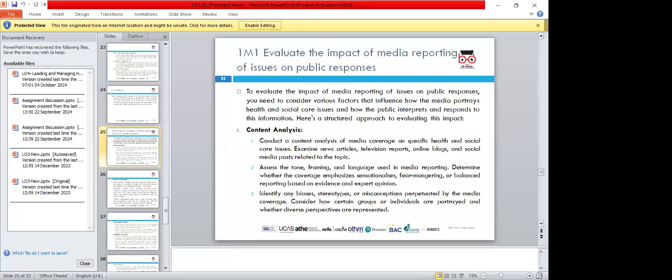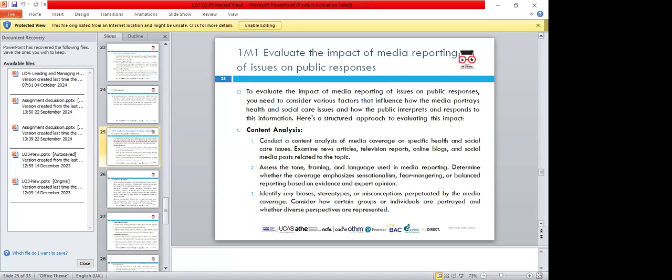Now let's look at evaluating the impact of media reporting. We spoke about that, and I said this part would gain you a merit qualification. If you are able to evaluate that, you're able to get beyond a pass mark to achieving a merit. So let's look at content analysis in media reporting. We should conduct a content analysis of the media coverage on specific health and social care issues, examining news articles, television reports, online blogs, and social media posts related to the topic.